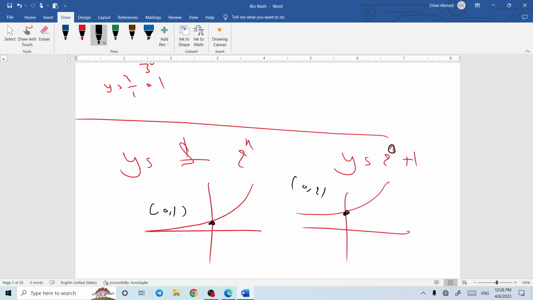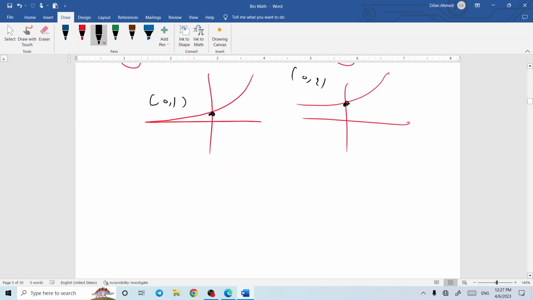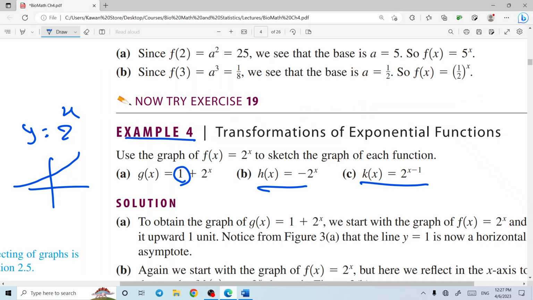How do you know? Because if I put 0 here, I'll get 2 to power 0, which is 1. 1 plus 1, so I got the result. Easy, right? How about minus 2? Exactly. It comes down. Shift down. Do you have any question about the first part? Good.